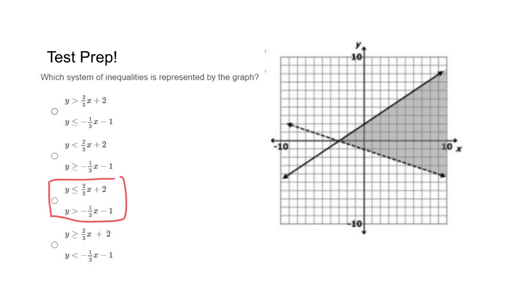All right, that's the end of our little lesson on solving systems of inequalities. You'll have a graded practice on this, and that'll be the end of all of that.